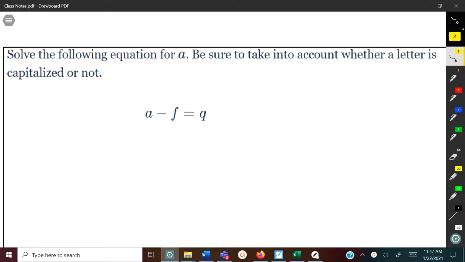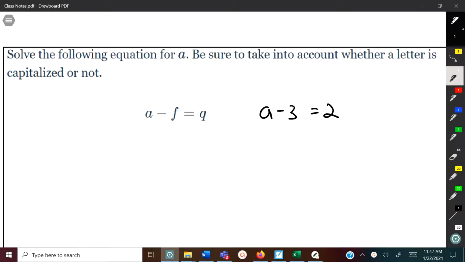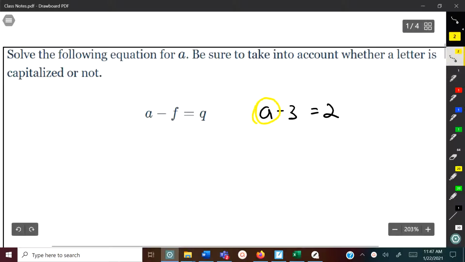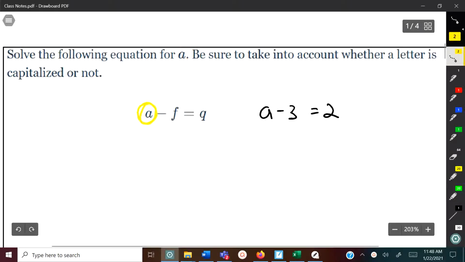Normally when we work out an equation, let's say something like A minus 3 is equal to 2, there's a certain thing that we would do to solve it. We know that we're looking for A because it's the only unknown in the equation. Here we've got multiple unknowns, but they tell us to solve for A. That's how we know to solve for this A.